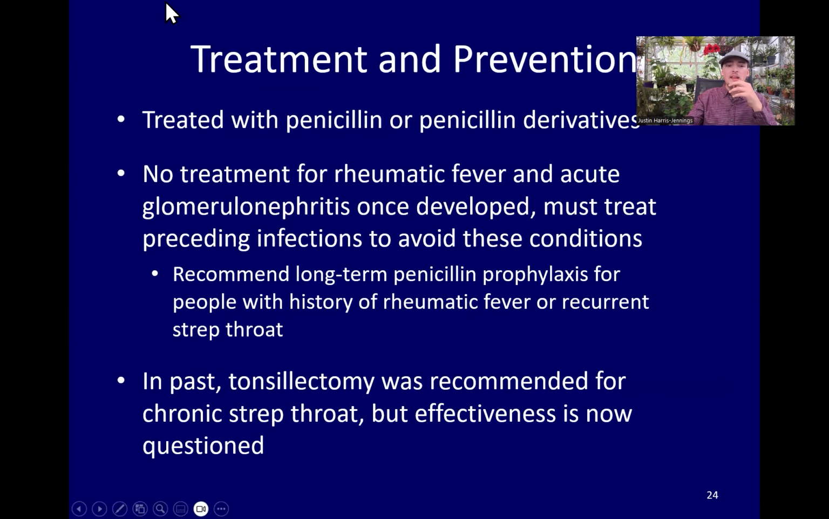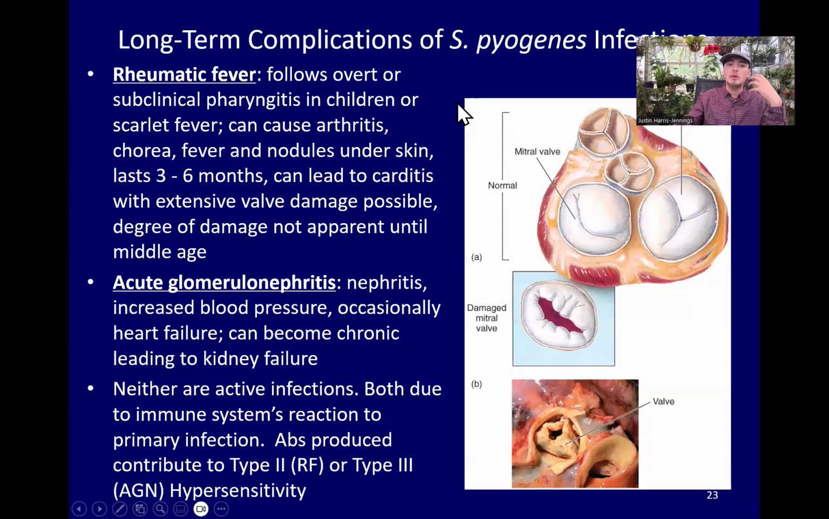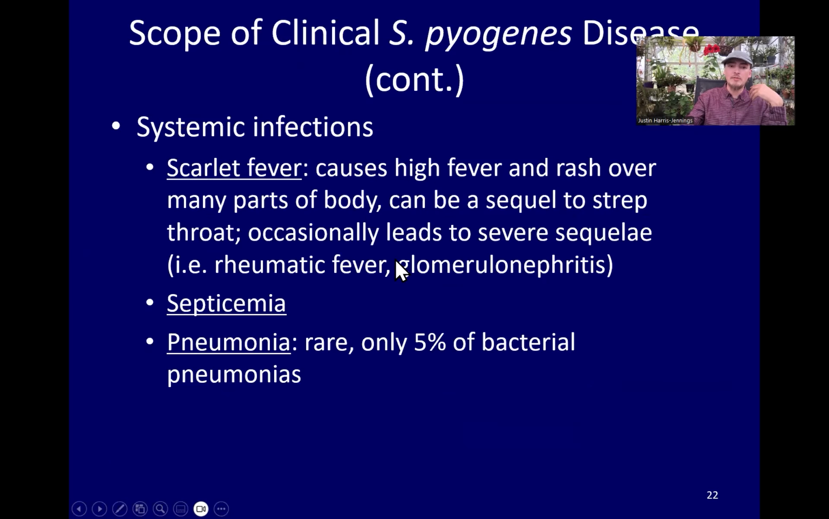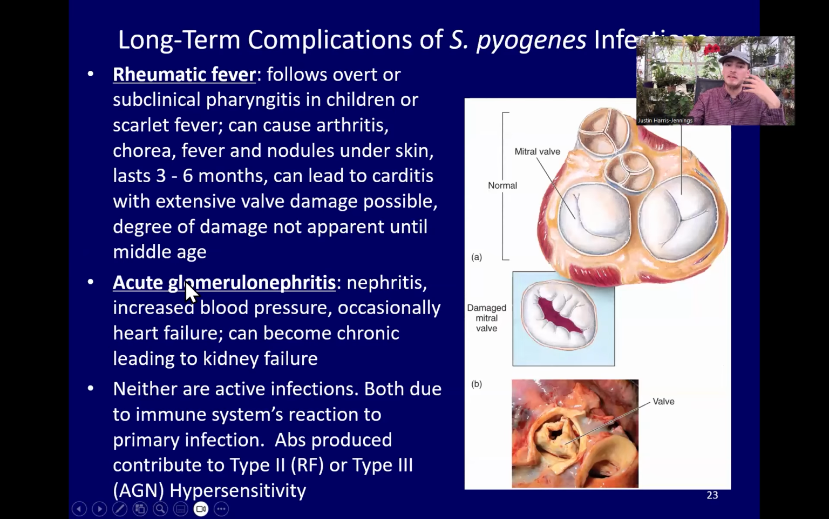So then you treat this again with antibiotics. You want to do it quickly so that it doesn't progress to these rheumatic fever and scarlet fever stages, because those things can lead to chronic complications later down the way in life, like heart problems.